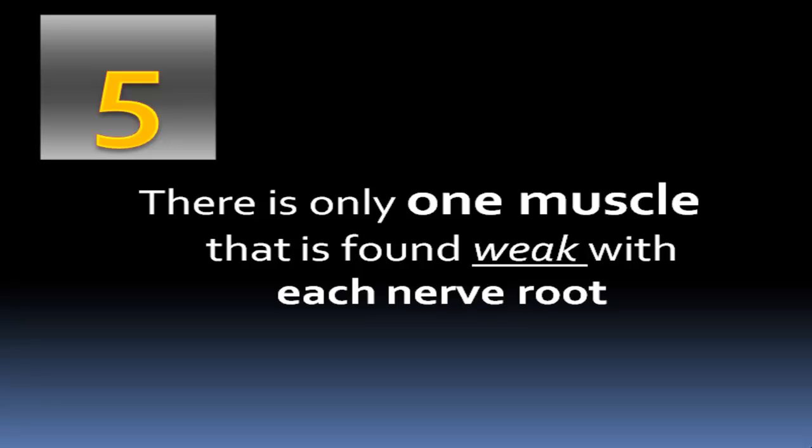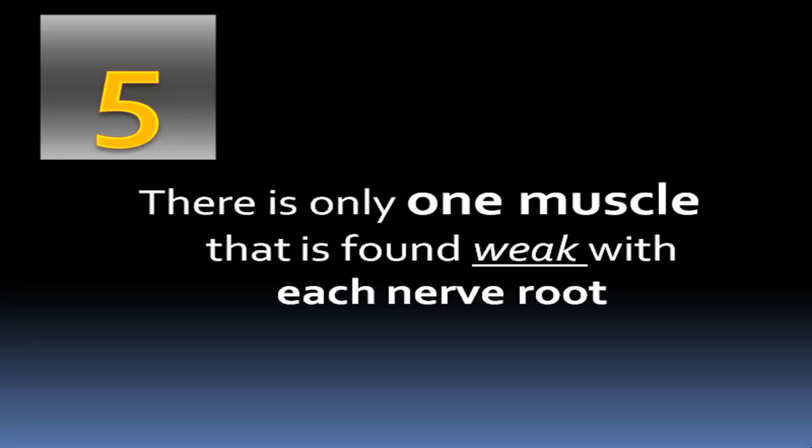On to misunderstanding number 5. There is only one muscle that is found weak with each nerve root. First, let's remind ourselves that the single muscle approach is for clinical expediency. It is simply a way of targeting in on a nerve root, but even basic knowledge of neuroanatomy would suggest that multiple muscles would be affected by nerve root involvement.